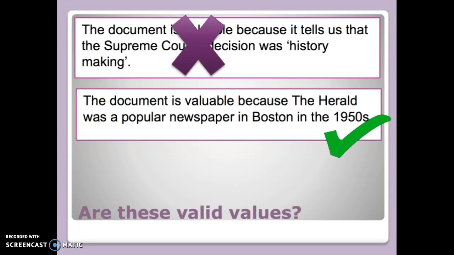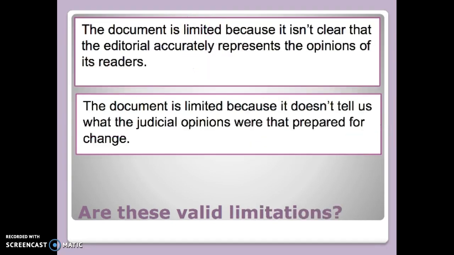Okay, absolutely right. It's valuable because the Herald was a popular newspaper in Boston. It was well read. As you can see, like I was saying earlier, that first reason on the slide there is simply a restatement of a fact from the document. So it's not really going to help you. It's not wrong, but it's not really going to help you earn any points.